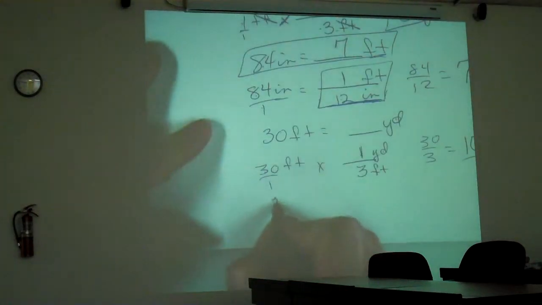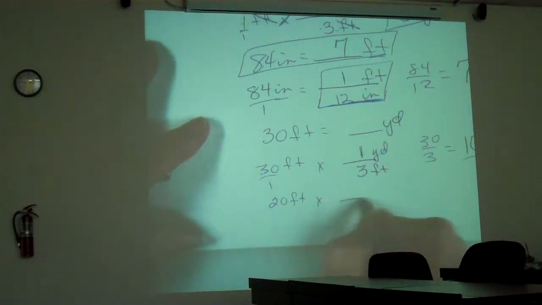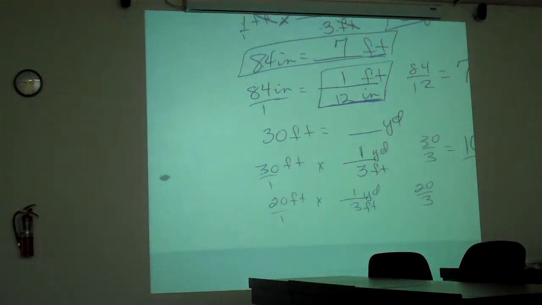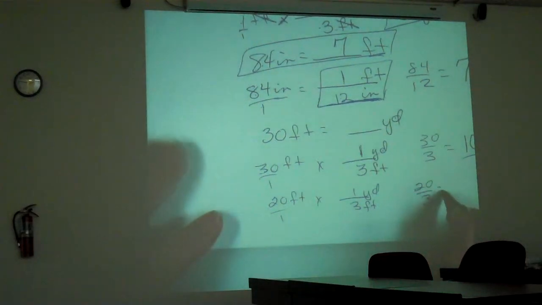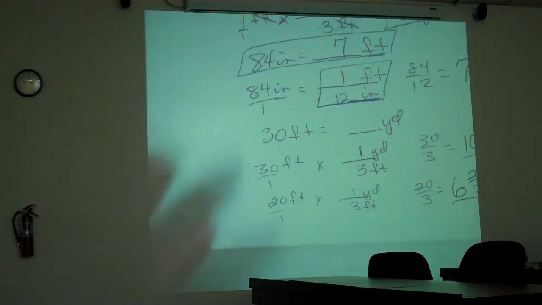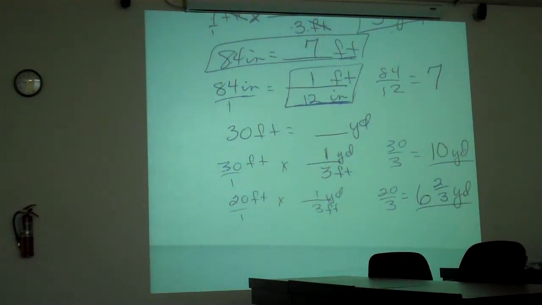What if it was 20 feet? You would do 1 yard is 3 feet, same multiplier, right? 20 over 3. That doesn't come out exact, does it? Okay, so turn it into a mixed number if it's improper like that. How many times will 3 go into 20? 6. 6 is 18, 2 left over. So that would be 6 2/3 of a yard. So if you have one that doesn't come out exact, turn it into a mixed number.